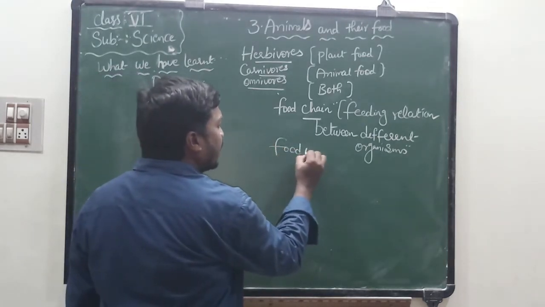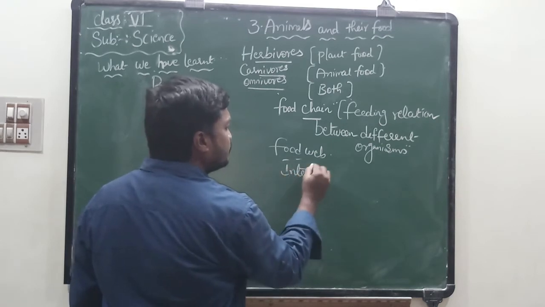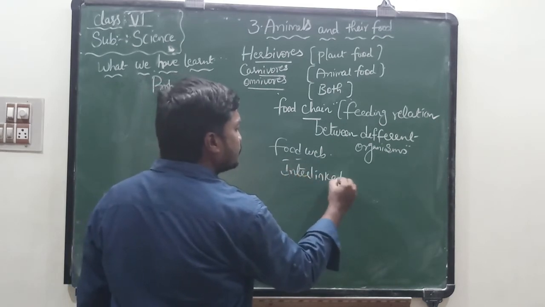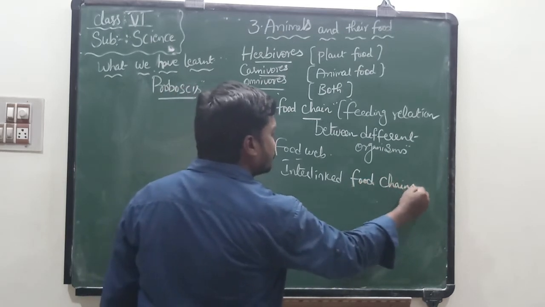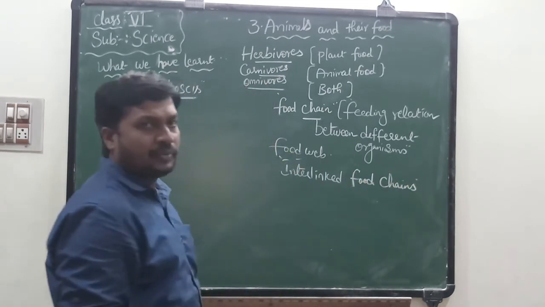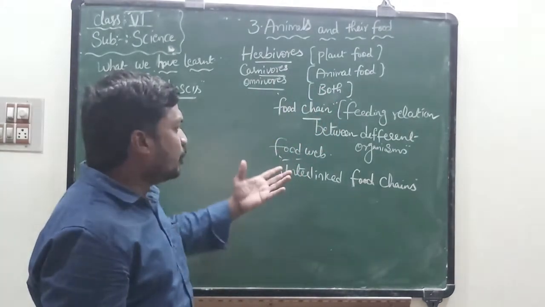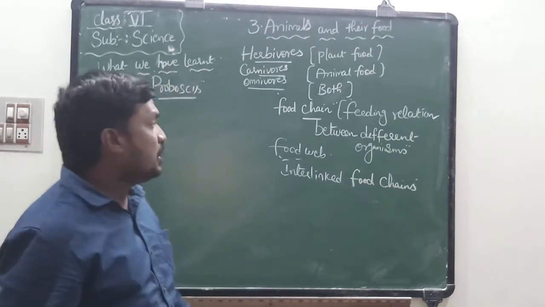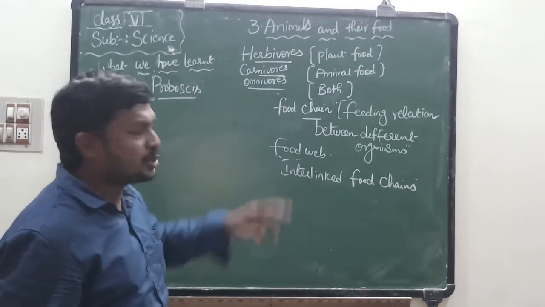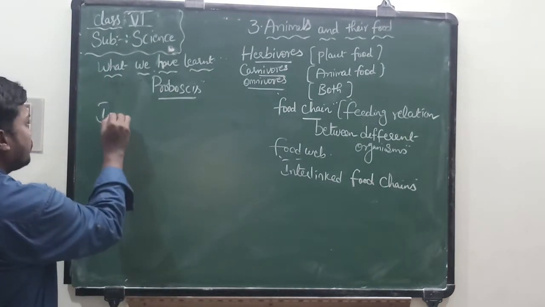The system of several interlinked food chains is known as a food web. In a food chain, one organism is food for another organism. In a food web, one organism is food for several organisms. So, several food chains united together form a food web. Now, improve your learning.